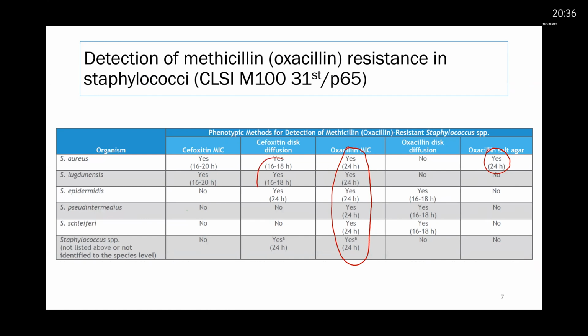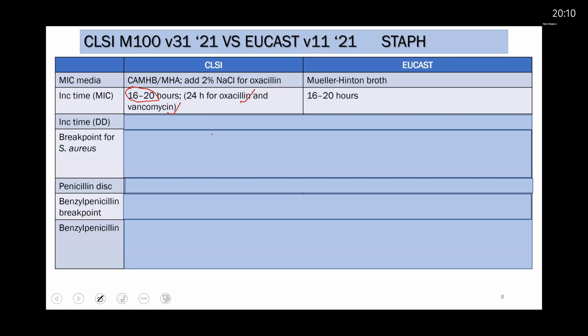Cefoxitin based. And for cefoxitin, there is no extended incubation required other than for CoNS species. So the usual recommended incubation for a disc diffusion methodology is 16 to 18 hours, and for MIC it is 16 to 20 hours. What about disc diffusion? Other than the standard 16 to 18 hours of incubation, we have extended incubation for cefoxitin disc diffusion, especially in CoNS.